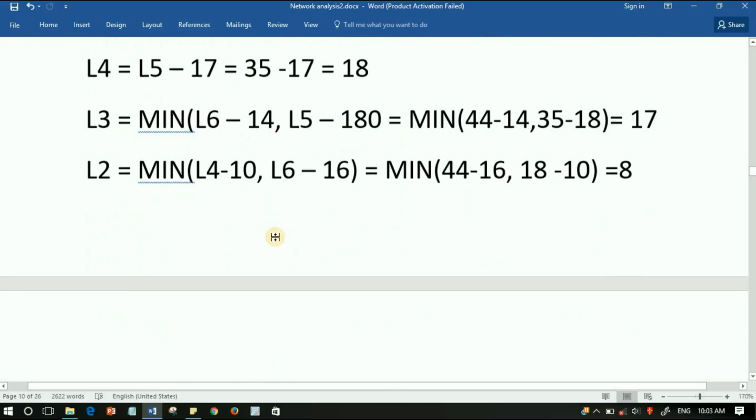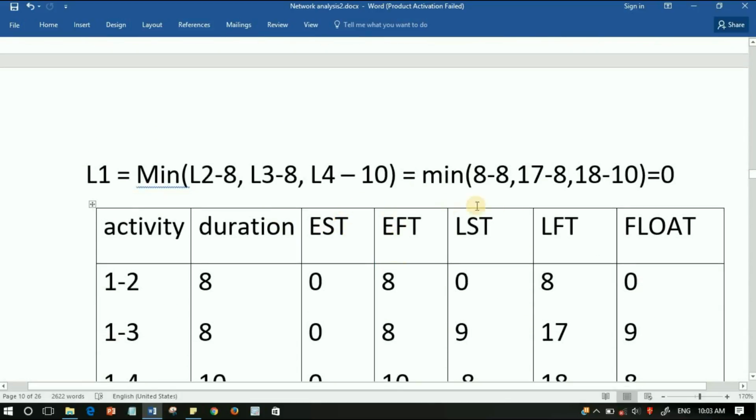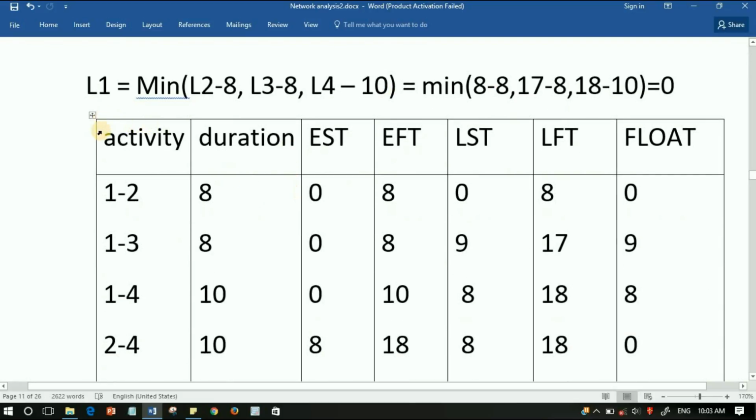So you can see that the minimum value is 0. L1 and E1 are always 0, and L6 and E6 are the same values. So we draw a table consisting of activity, duration, EST, EFT, LST, LFT and float.